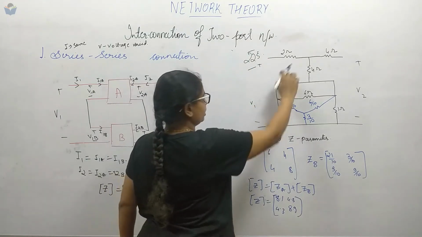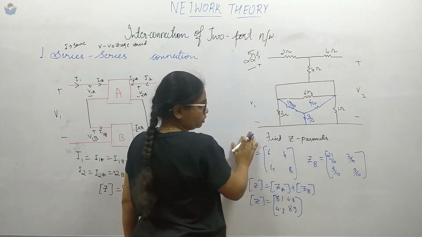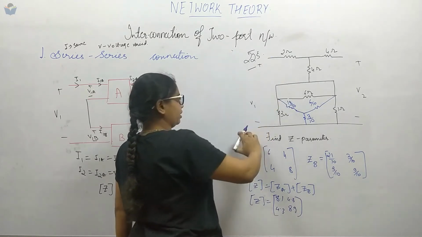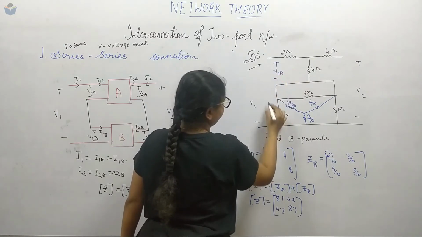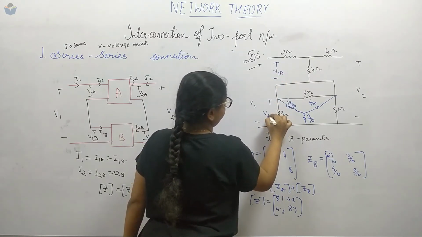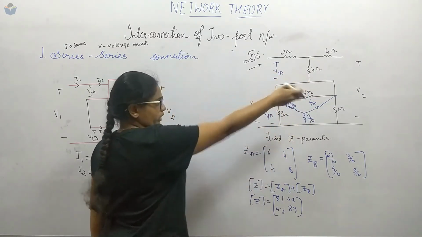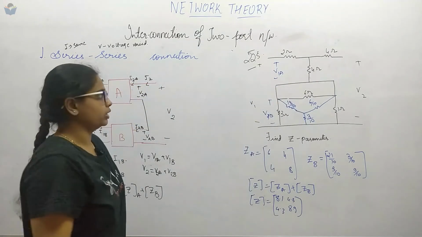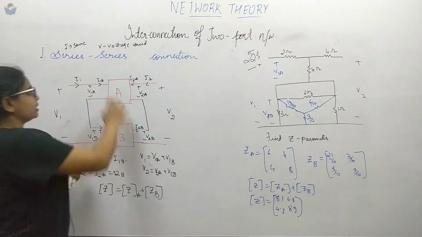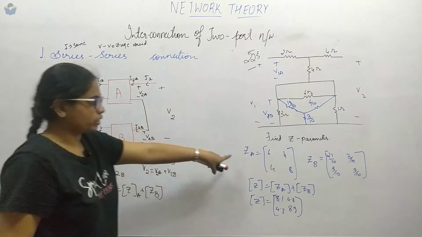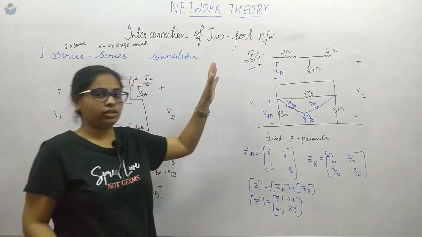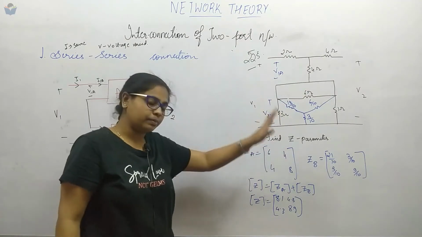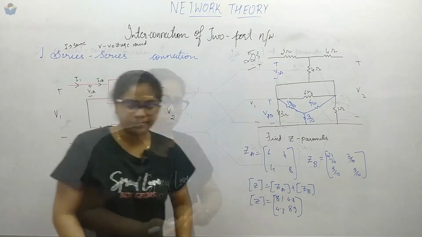So this is series and the second terminal is open in this second line. Here we will have V1A voltage and here V1B voltage. Similarly V2A and V2B voltage. So this is about the series connection, which we have solved using the impedance parameter. Coming to the parallel connection, we will use the admittance parameter to solve the question.